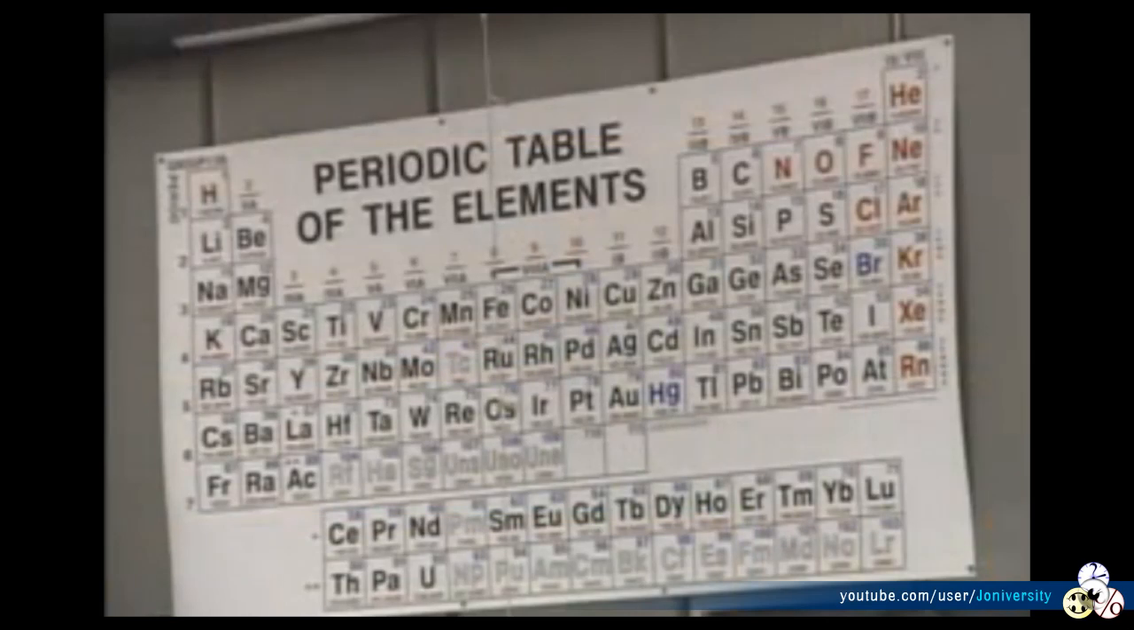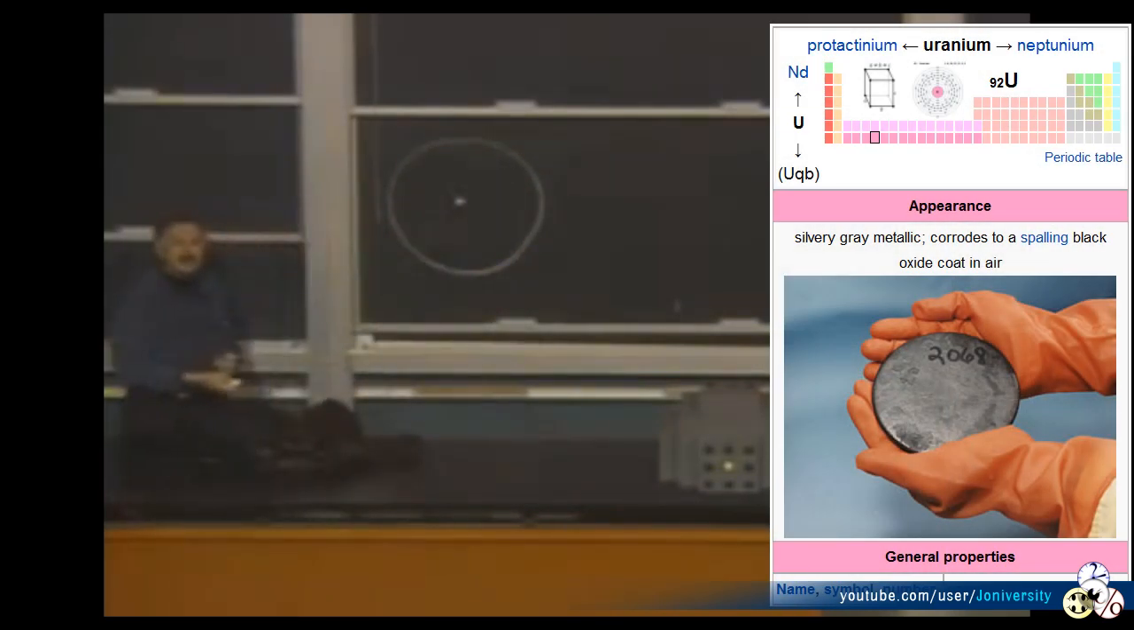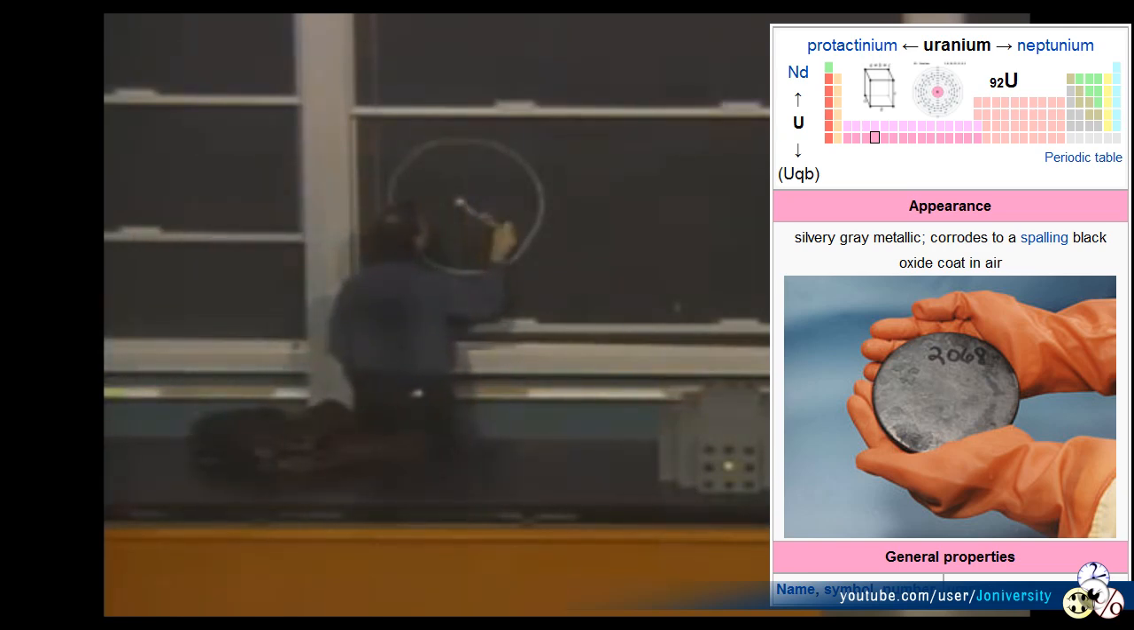If you look on the chart, you find there are these two elements that are particularly interesting. One of them is called uranium. It's found in nature. Think of a flea or a mosquito in the midst of Memorial Stadium. And there's the nucleus. And it has 92 protons. It's uranium-238.